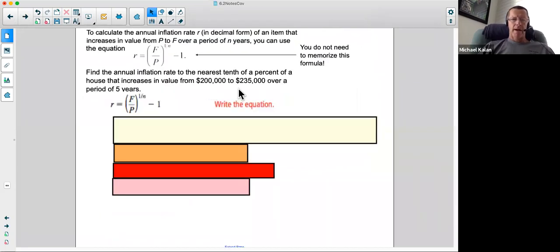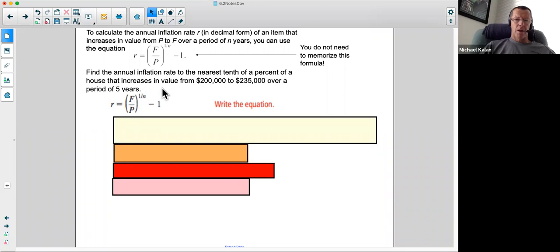Okay. All right. Here we're going to calculate the annual inflation rate, R, in decimal form of an item that increases in value from P to F over the period of n years. Okay. And there's our equation. And again, we don't have to memorize it. Okay. Find the annual inflation rate to the nearest tenth. Which variable is that? Oh, yeah, R. They told us that right there. Of a house that increases in value from 200,000 to 235,000 over a period of 5 years.